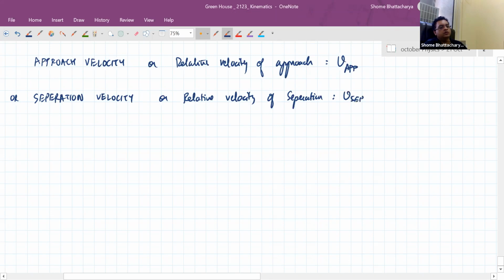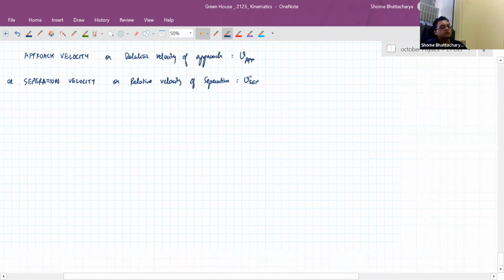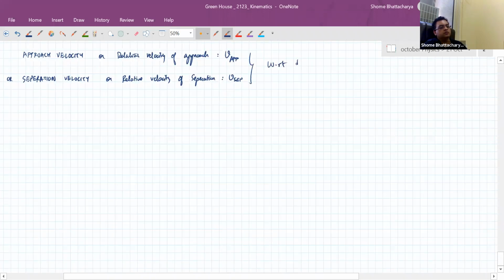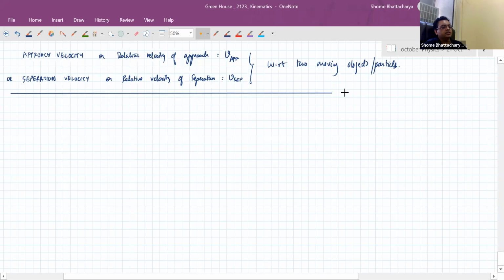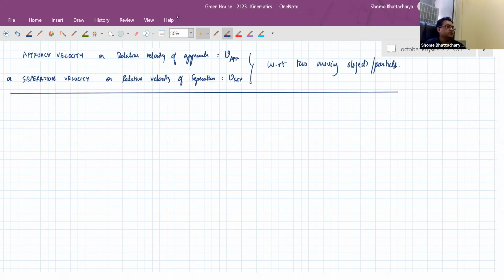Okay, both of these quantities being defined with respect to two moving bodies, two moving objects or particles, whatever. Let's understand this as an additional concept. And this concept is not only used for solving kinematics problems, but also for solving certain types of constraint relations, the type you have seen in Newton's laws also.